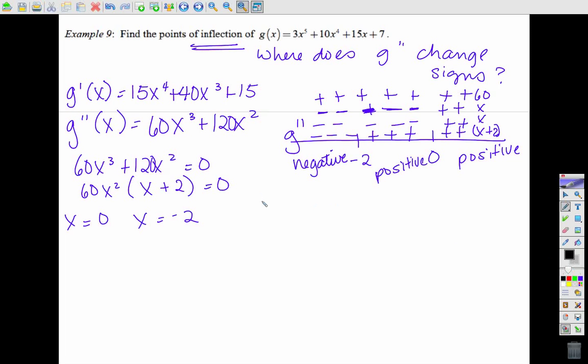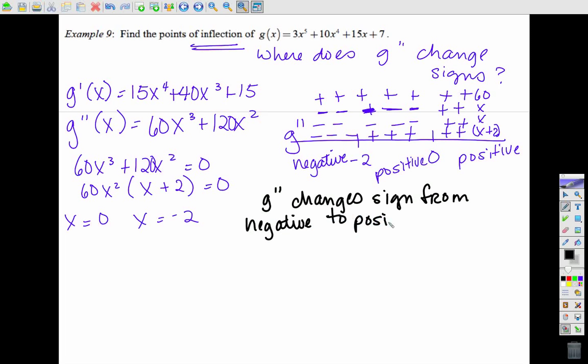Okay, so how do we sum this up and answer the question that we were asked? We would write something along the lines of: g double prime changes sign. Where does it change sign? Well, it only changes sign at one place. It only changes sign at negative 2, and it changes from negative to positive. g double prime changes from negative to positive at x equals negative 2.